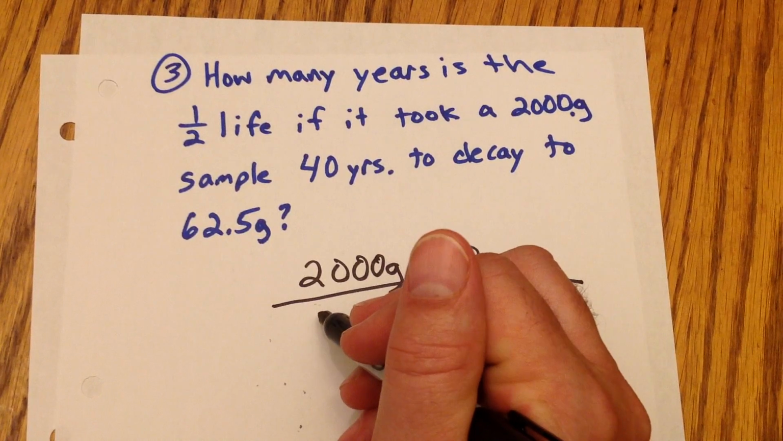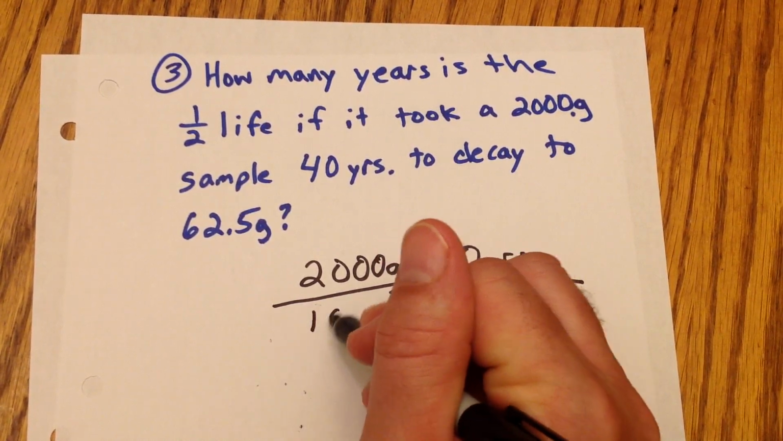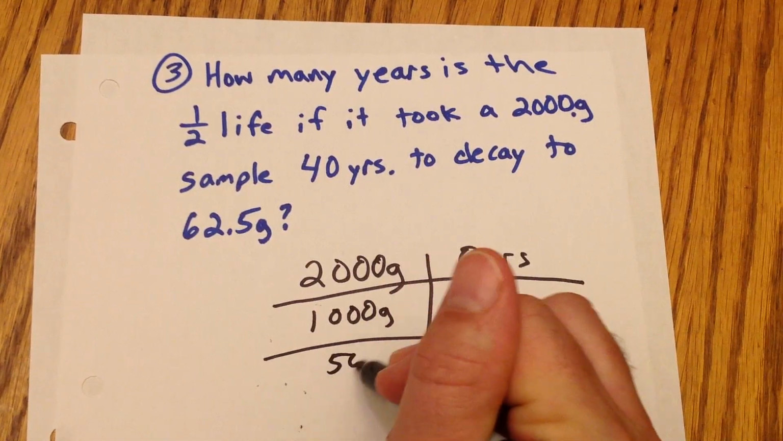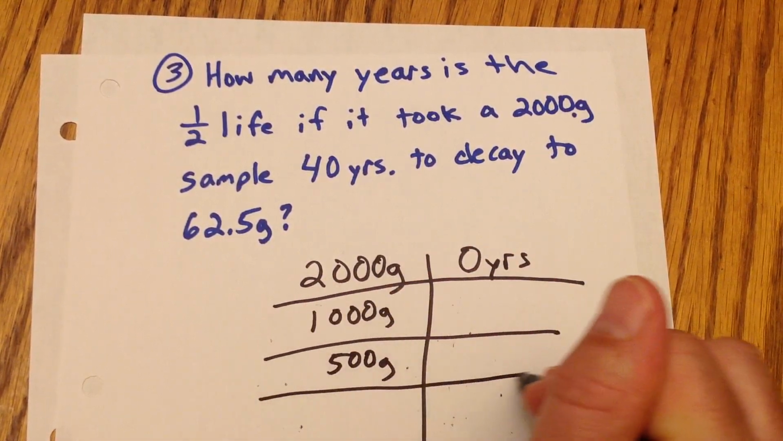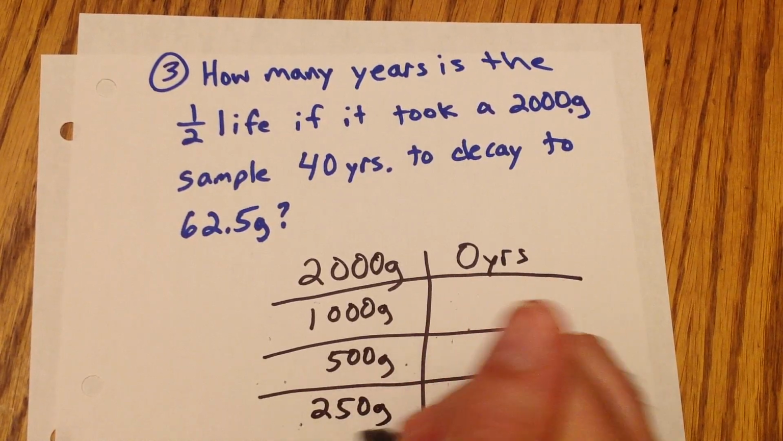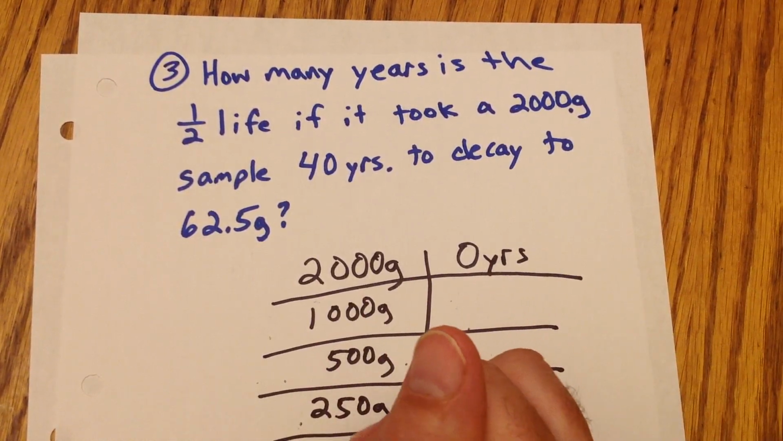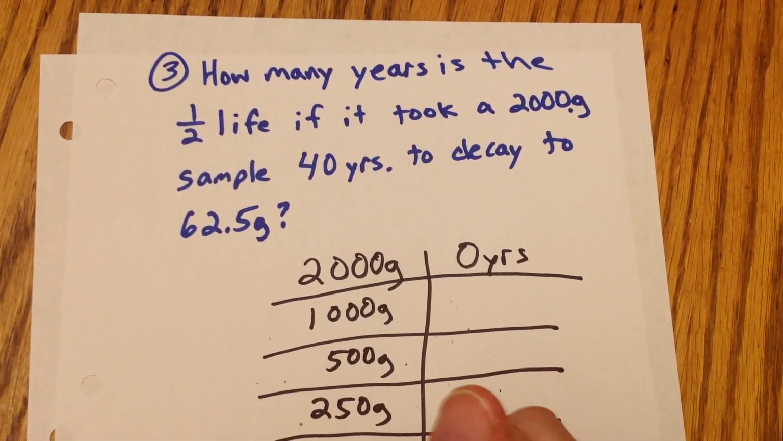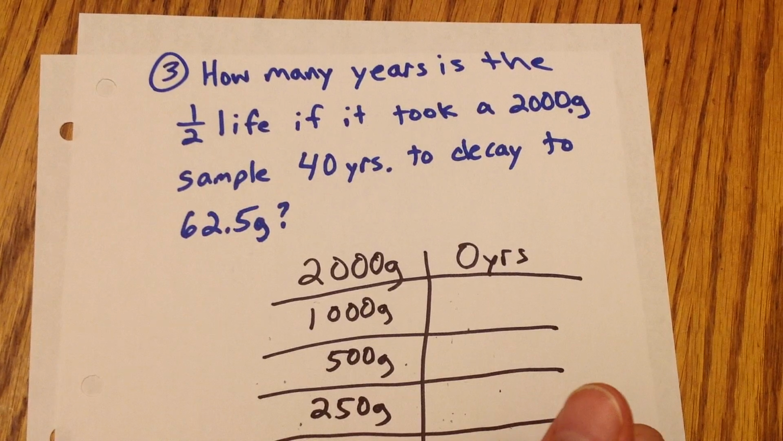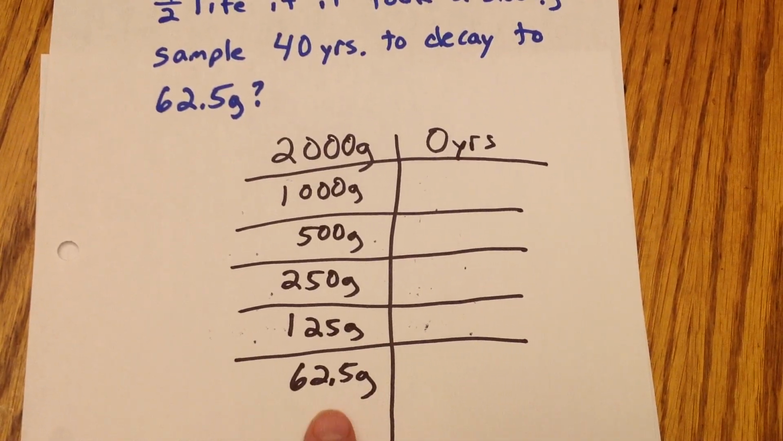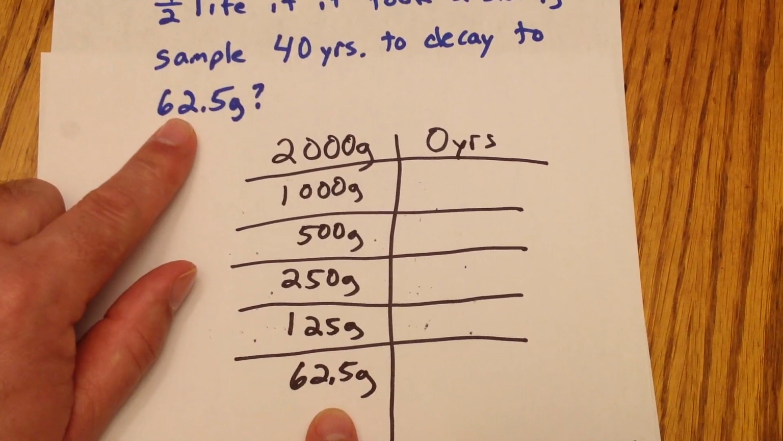So I'm going to come over here and just start taking a half of it. So I know that's 1,000 grams. I know that's 500 grams. And again, if you're not real good with math, plug it in a calculator. Divide by 2, divide by 2, divide by 2. Stop. Why do I say stop? Because that's what's up here in our question.